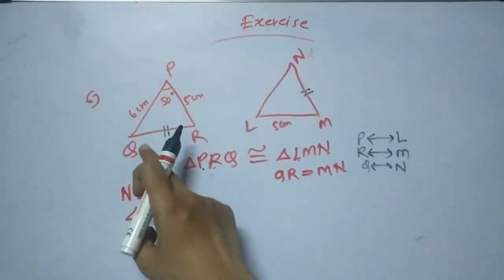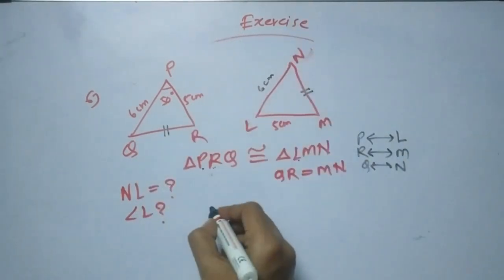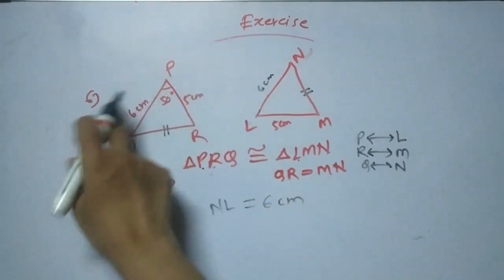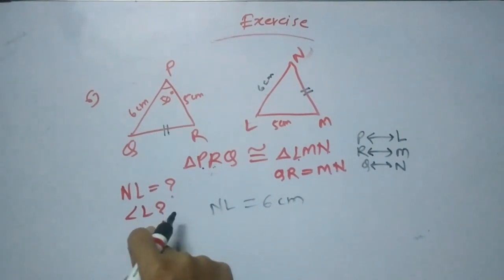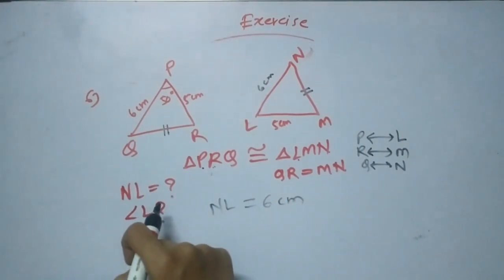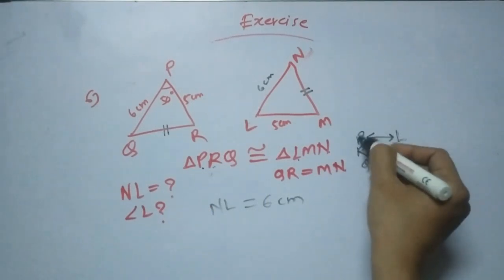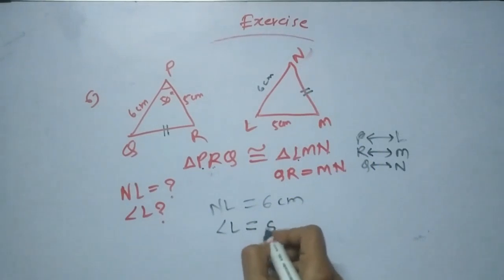Now PQ is there. PQ is 6 centimeters. So LN is also going to be 6 centimeters. So you can say LN side is 6 centimeters, because these two sides are corresponding to each other. Next we have to find out angle L. So angle L is here. L corresponds to P. If P is 50 degrees, then angle L is also going to be 50 degrees.